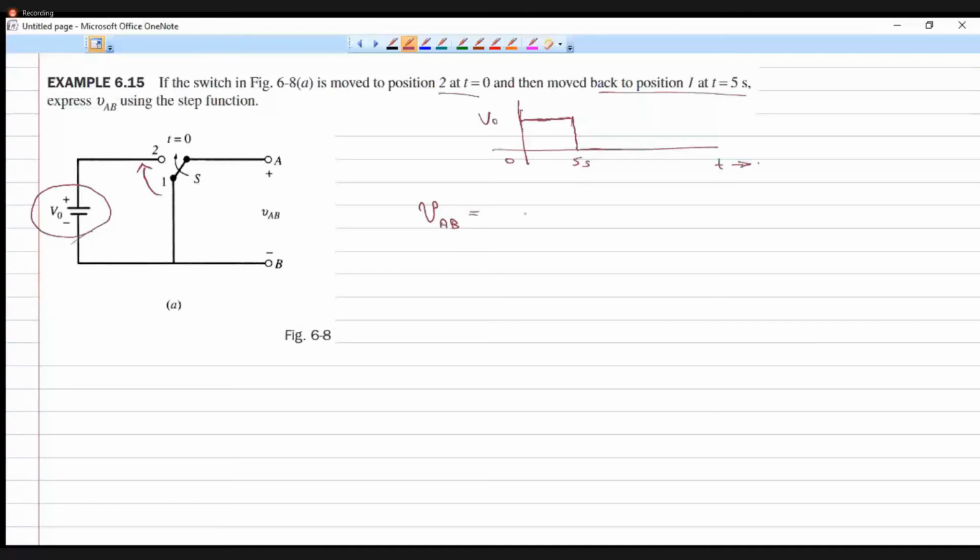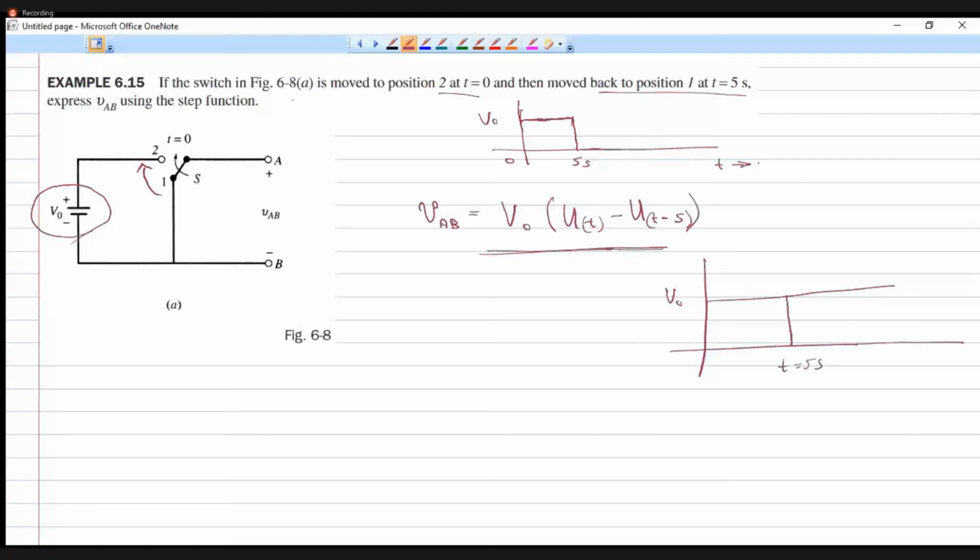this terminal AB. So how we can write is, if I write V naught into u of t, then I will have a voltage like this. It is going to be like this indefinitely. So I have to subtract this voltage at t is equal to 5 seconds. So I have to delay this unit step function by an amount equal to 5 seconds and then subtract it. So this is t minus 5. So this is how you can represent or model this particular situation in which the switch is thrown to position 2 only for 5 seconds, and then it is thrown back to position 1. Okay. Hope you all understanding.